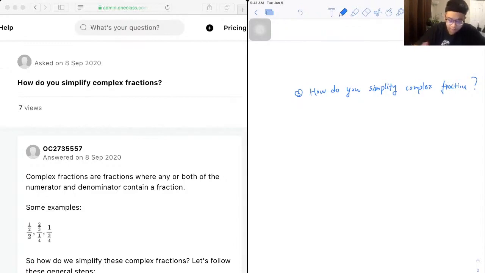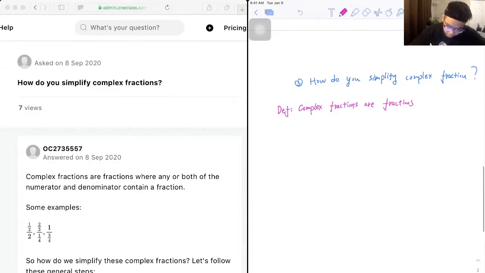So first, let's define what a complex fraction is. Definition: complex fractions are fractions where any or both of the numerator and denominator contains a fraction. Right.